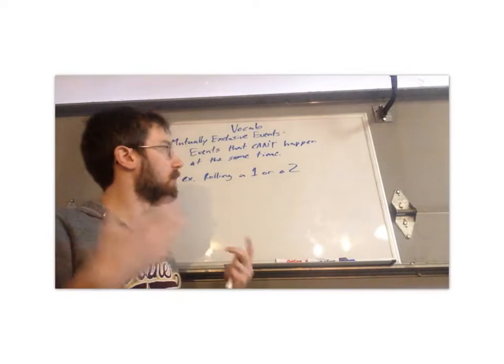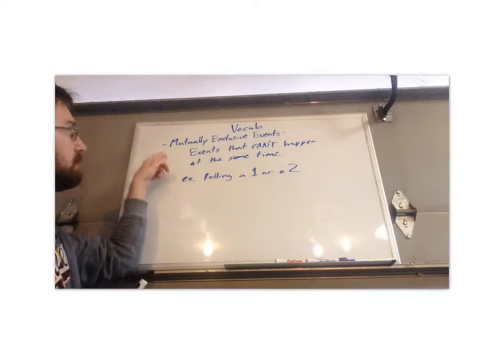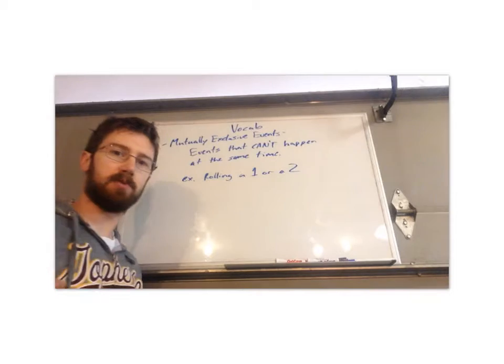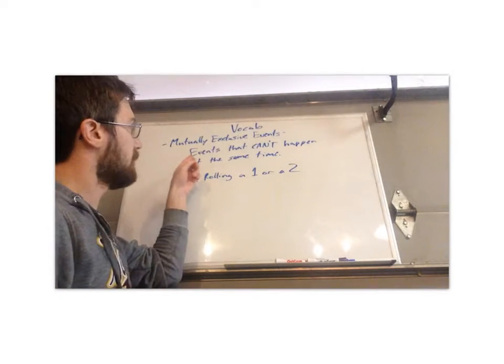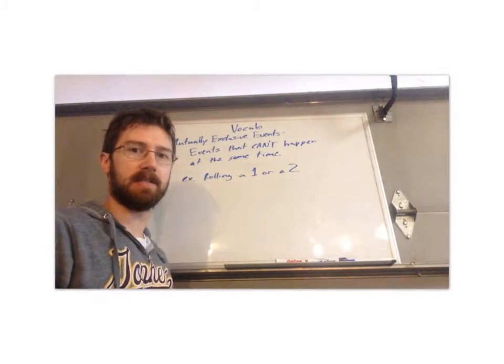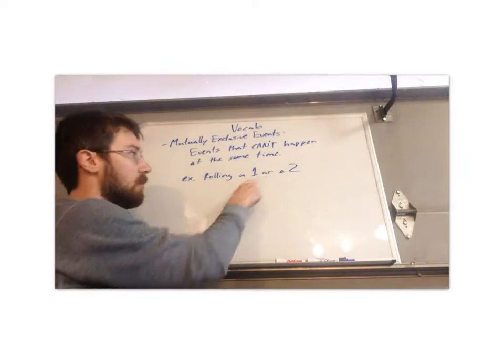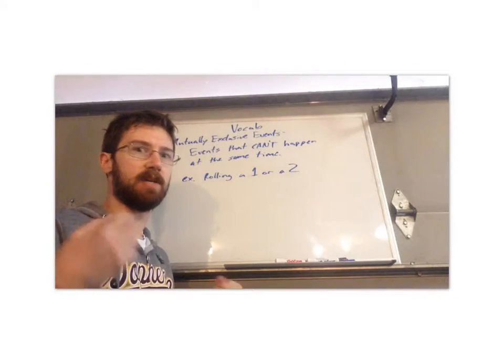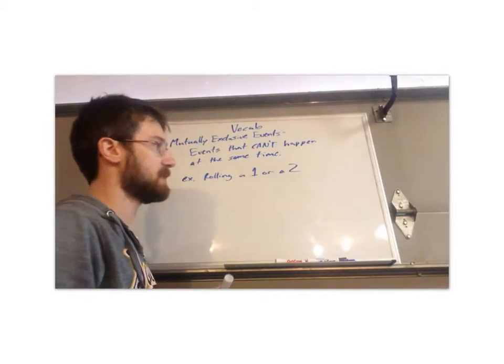All right, so our first vocab term is mutually exclusive events. What are mutually exclusive events? They're events that cannot happen at the same time. So for example, rolling a 1 or a 2. It either needs to be one or the other. It can't be both at the same time.